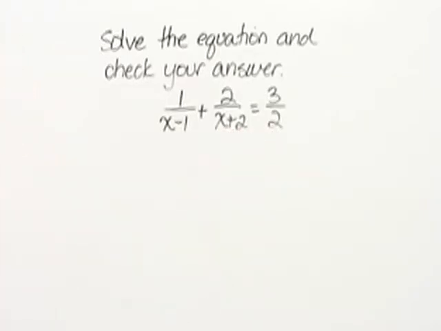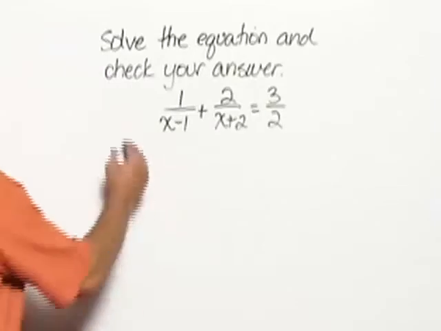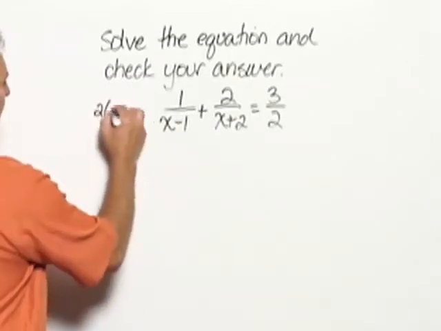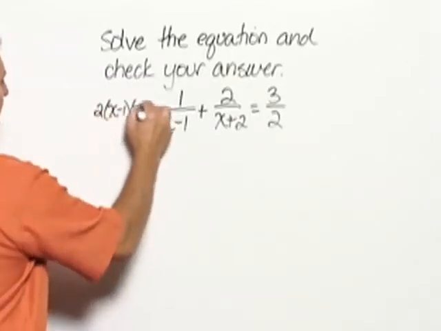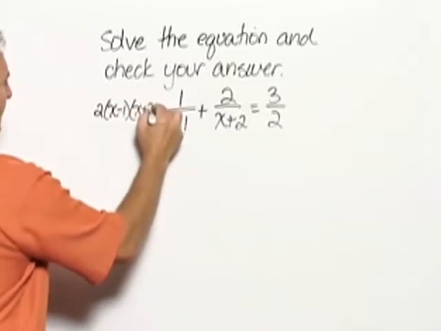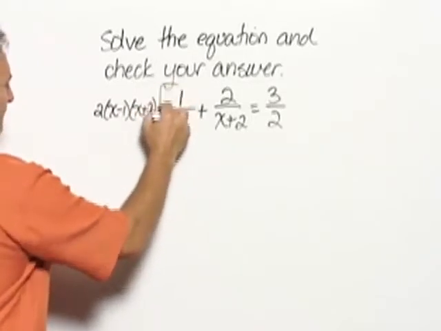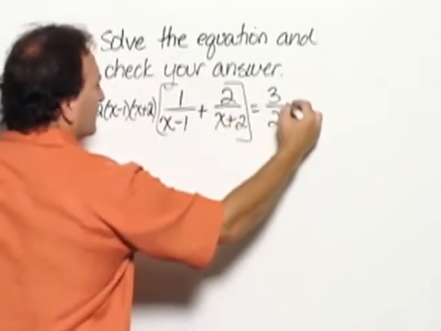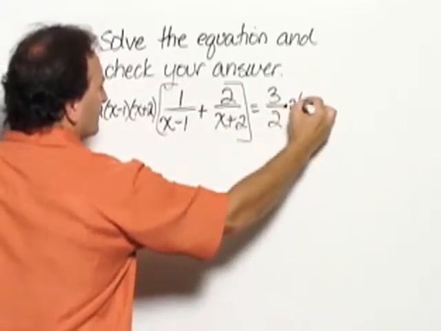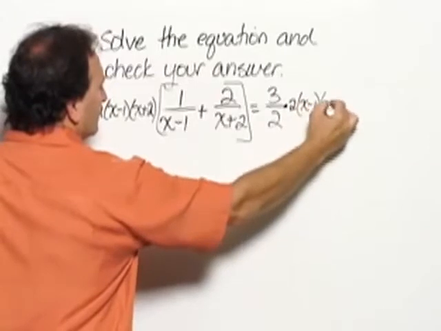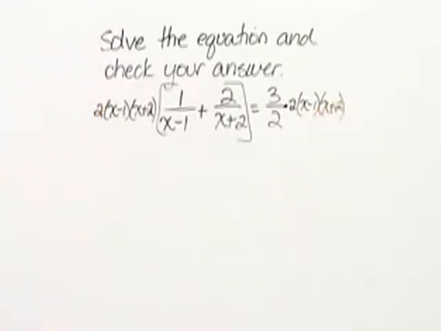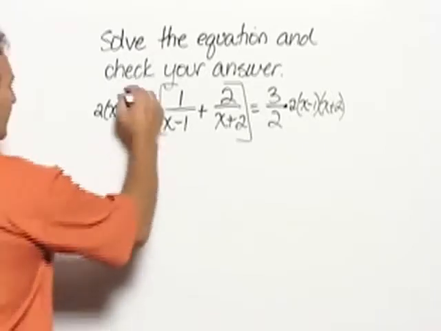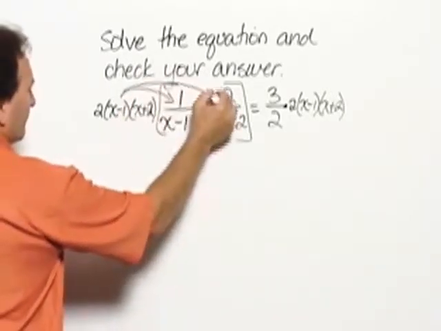And now multiply both sides by that common denominator. In other words, multiply by 2 times x minus 1 times x plus 2. We have to do it on this side, and we have to do it on this side. So 2 times x minus 1 times x plus 2. Now, on the left-hand side, we have to distribute it.